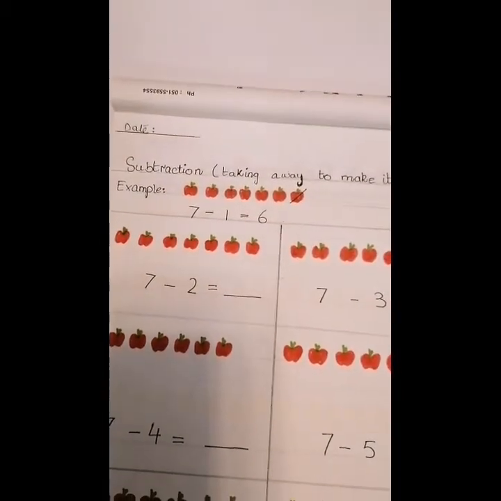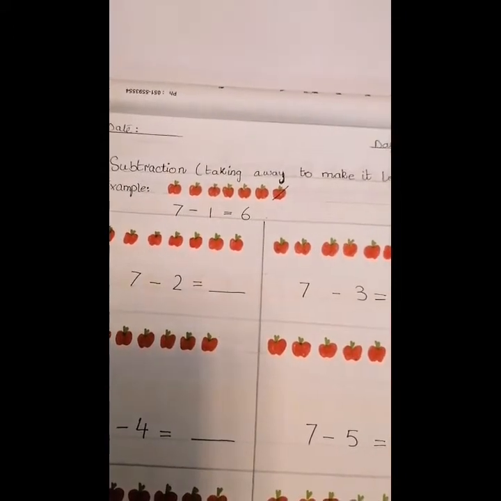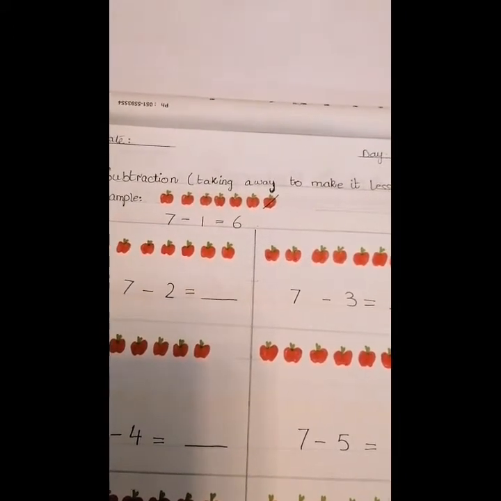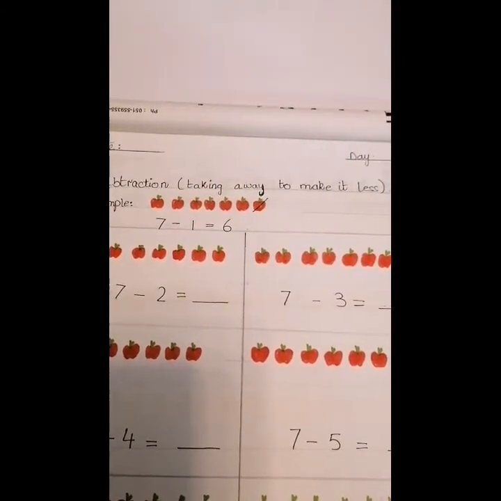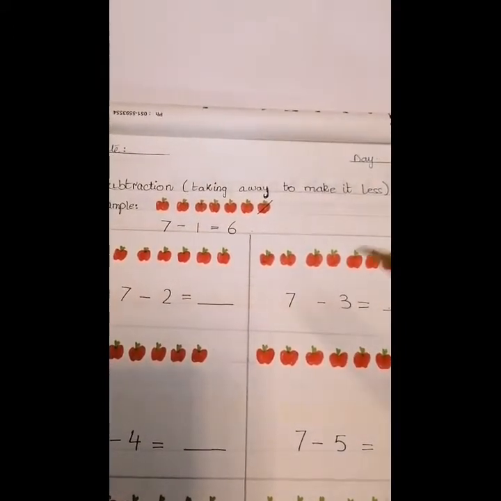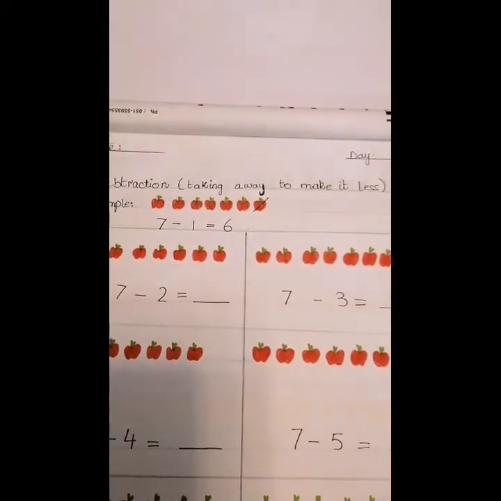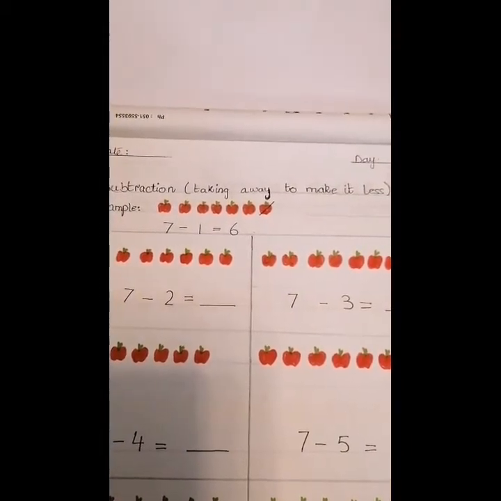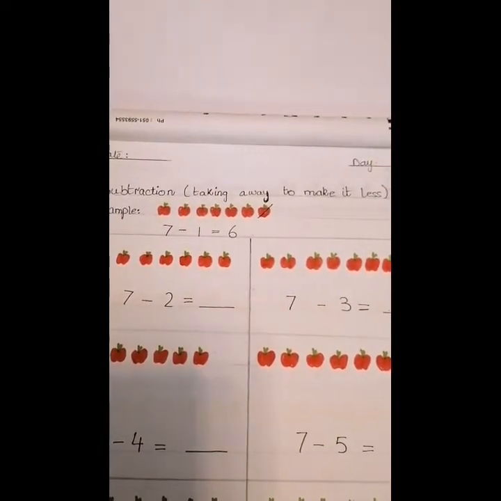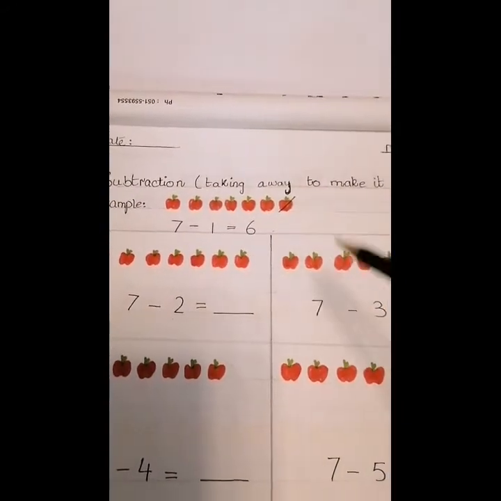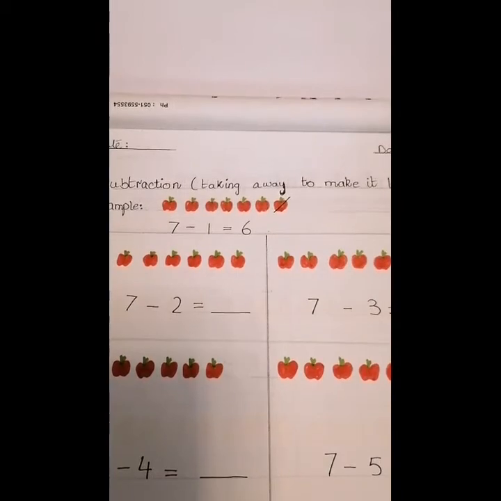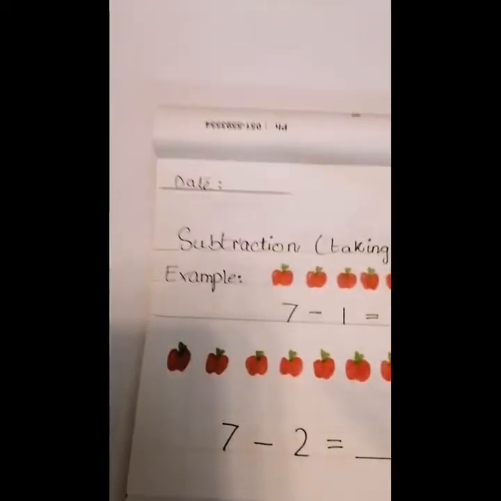Let's say if I have 7 apples and I gave one to my friend. How many am I left with? 5 or 6? To find out, we have to learn about subtraction. Subtraction is taking away things to make it lesser. Let's see this example.